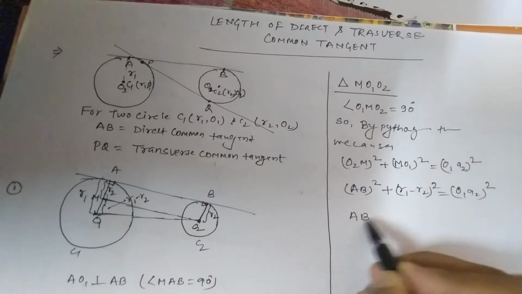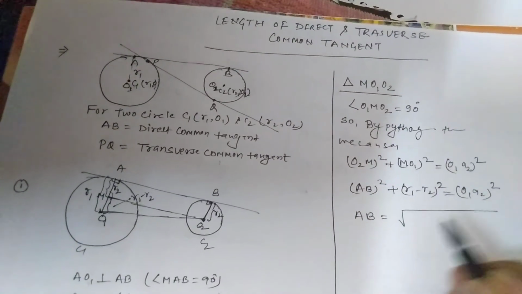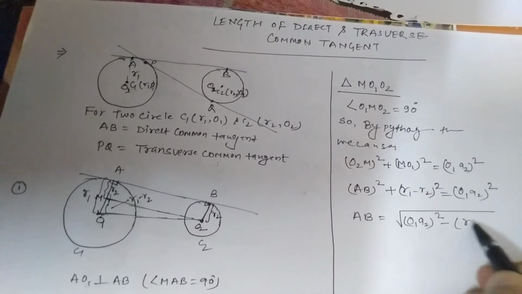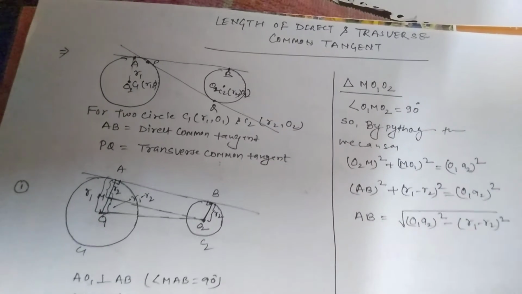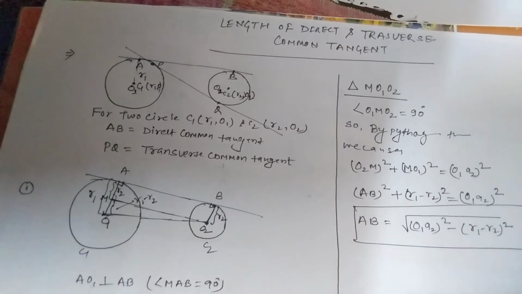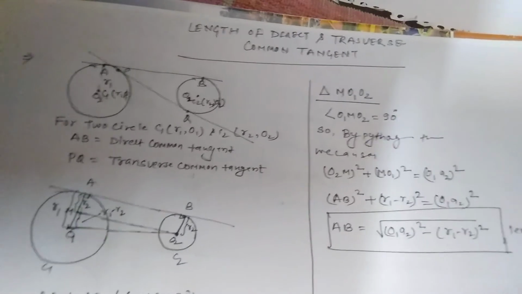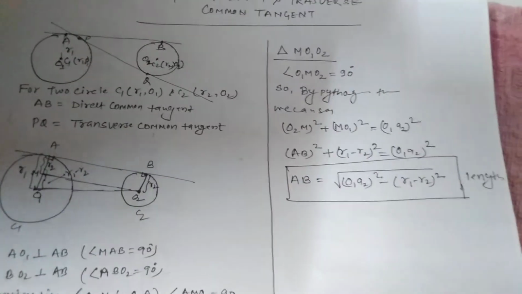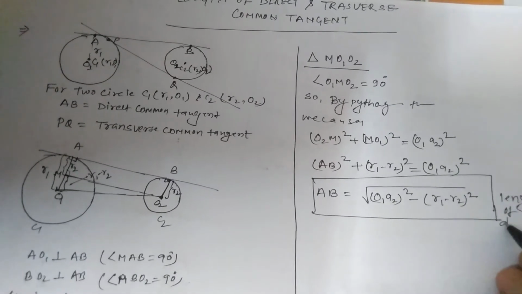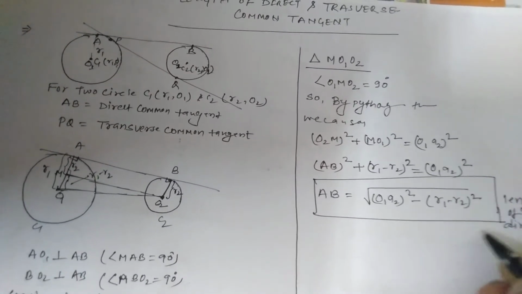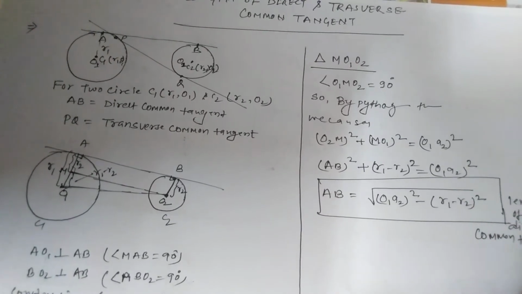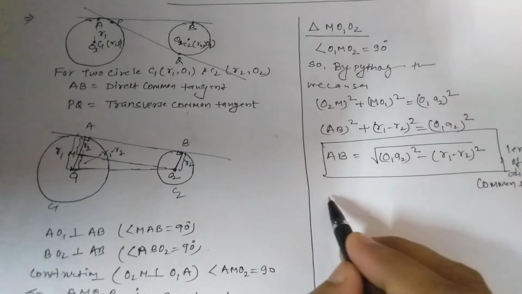Right. So this AB is what? Root of O1O2 whole square minus R1 minus R2 whole square. So this is the formula for length of direct common tangent. Clear?